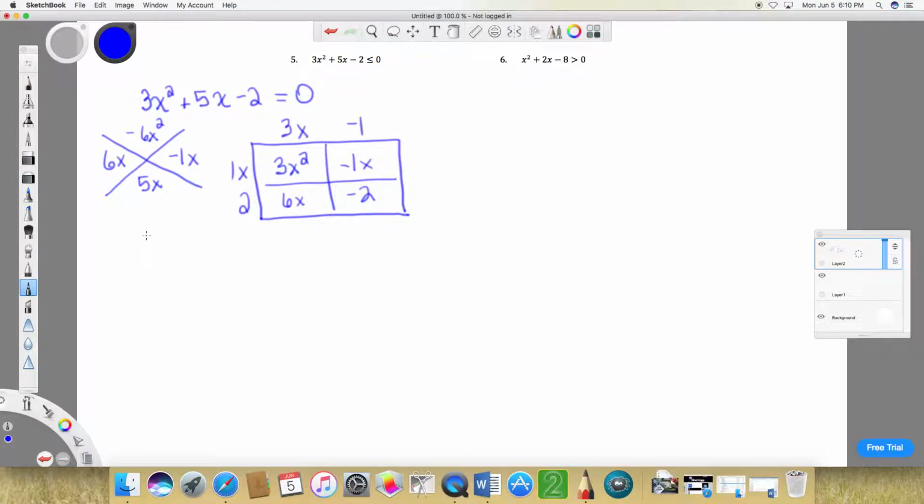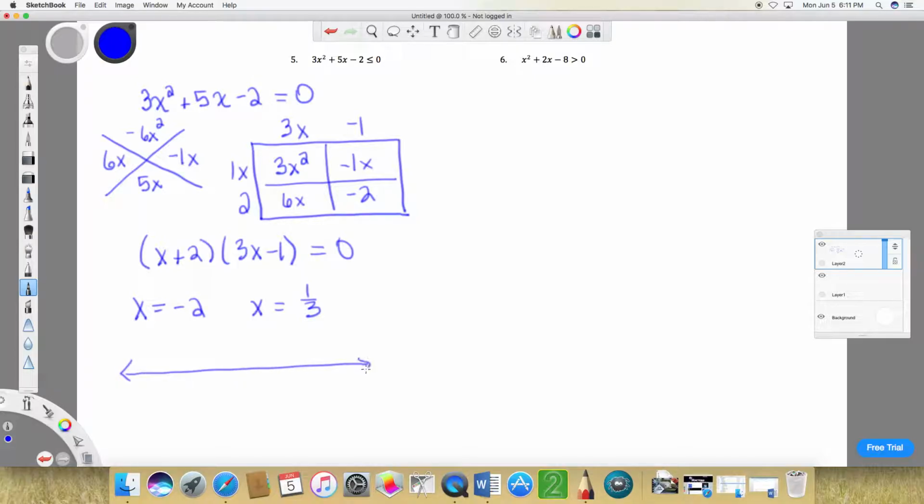So we can come over here and say that this factors into x plus 2 times 3x minus 1. And now it's easy for us to see the solution. Without writing it in factored form, it's kind of difficult for somebody to just look at this quadratic equation and instantly see that negative 2 and positive 1/3 are the solutions. Let's put this on a number line.